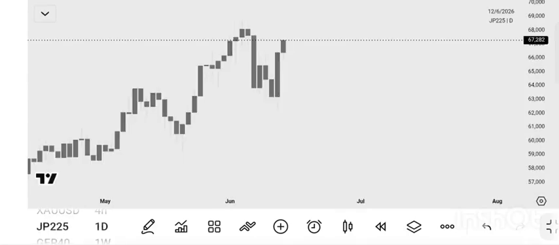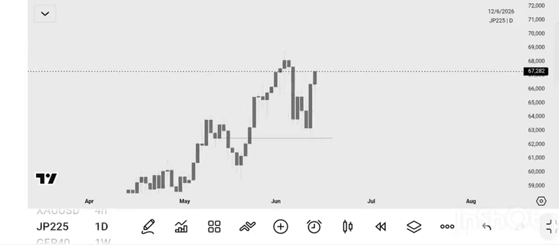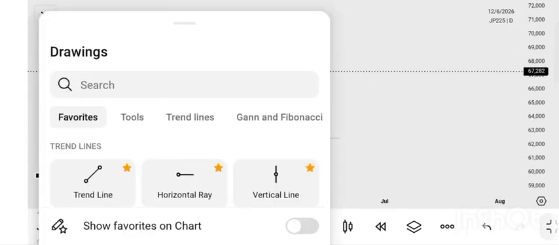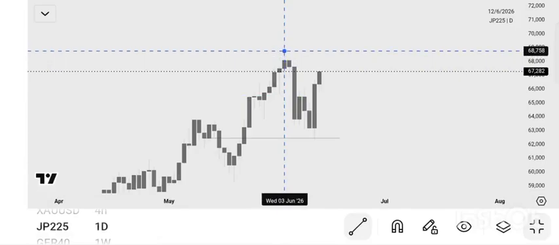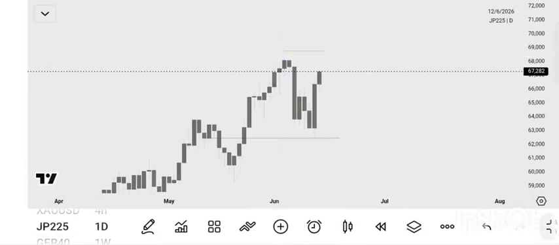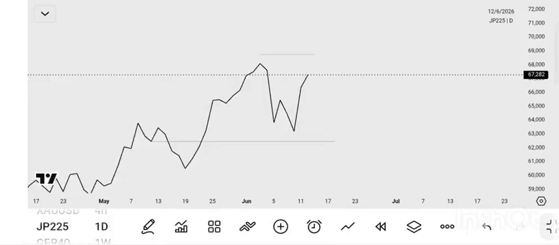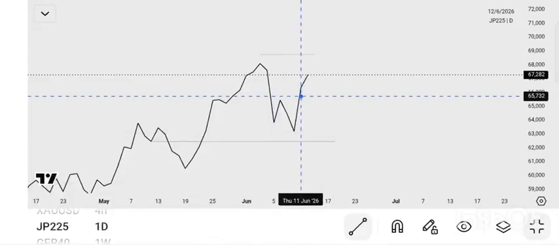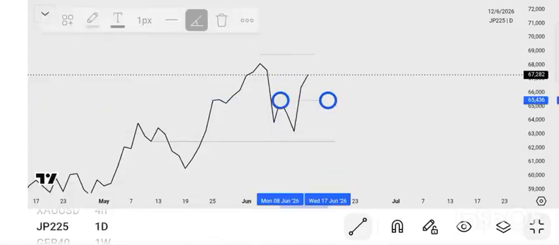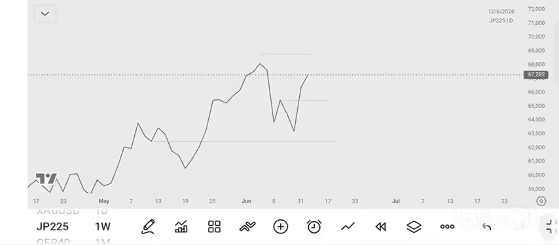Let's use Japan 225. On Japan 225, this is what I'm still watching. I'm looking out for price to come declare this high. This is what I'm waiting for on Japan 225. So what can you see? The most recent breakout on Japan 225 on daily is what? Bullish. Let's even check out weekly.